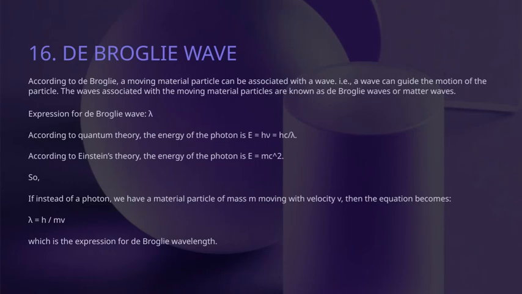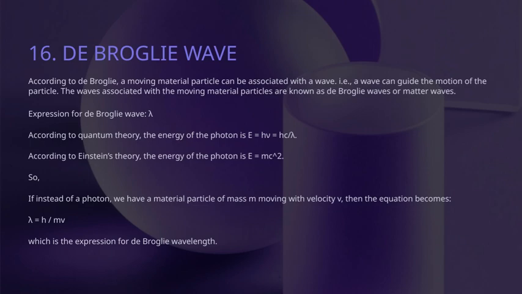Let's look at the expression for de Broglie wavelength, which is λ = h/mv. This formula tells us how to calculate the wavelength associated with a moving particle, where h is Planck's constant, m is the mass of the particle, and v is its velocity. Now, if instead of a photon, which is massless, we consider a material particle that has mass m and is moving with velocity v, the equation adapts accordingly.